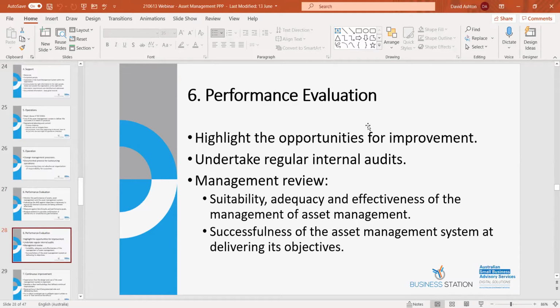So in undertaking the performance review, highlight any opportunities for improvement, undertake regular audits of the system, and certainly undertake an audit if anything goes wrong. And then from a management point of view, assess the suitability, adequacy and effectiveness of the system, and how successful the actual asset management system is in delivering business objectives. And having undertaken that review, if changes need to be made, then set about putting in place that change.